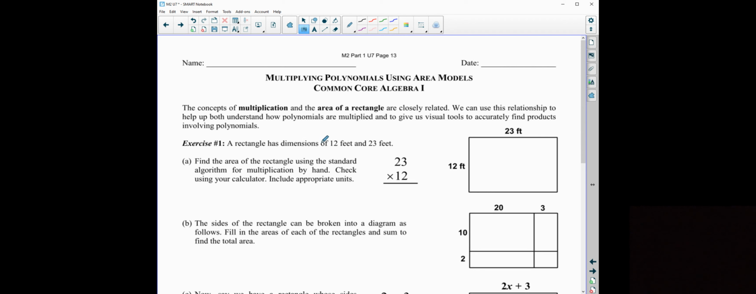And this takes the idea of multiplication in the area of a rectangle. We all know the basics of an area of a rectangle. You've been doing this forever, right? If you have a rectangle that's 2 by 3, we know to get the area, you just multiply and get 6. Well, imagine here I am on the page. I hope you have this printed in front of you, but we're going to try to find the area of this rectangle. It's 12 feet by 23 feet.